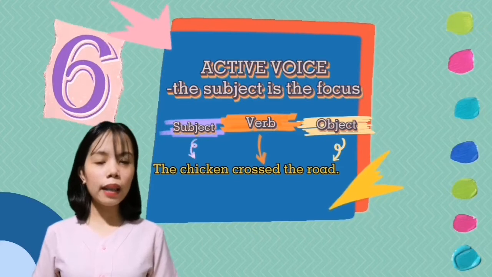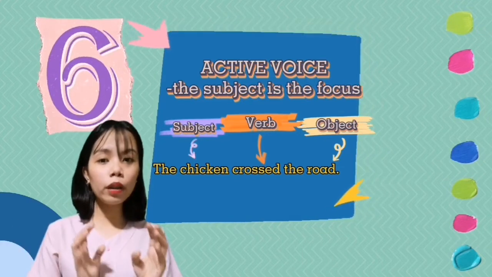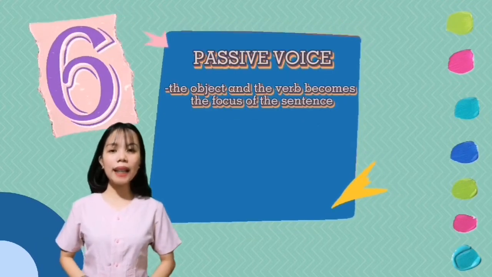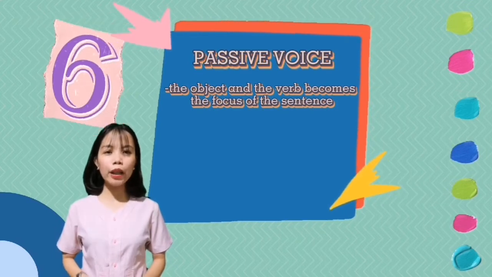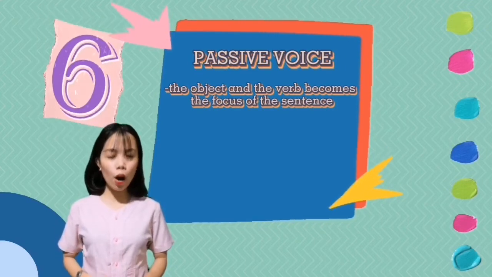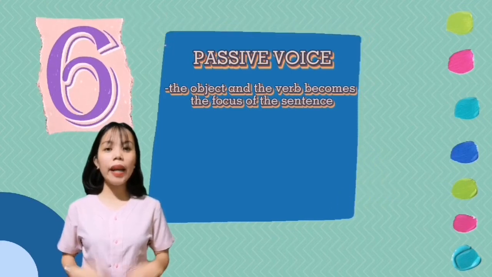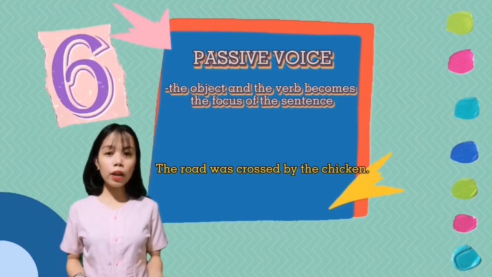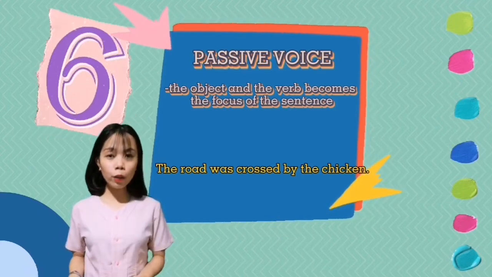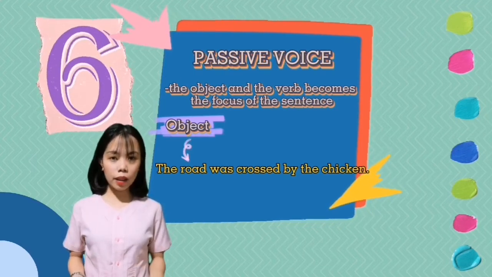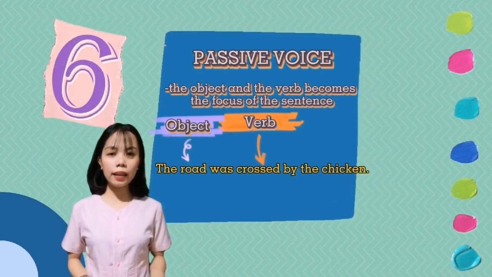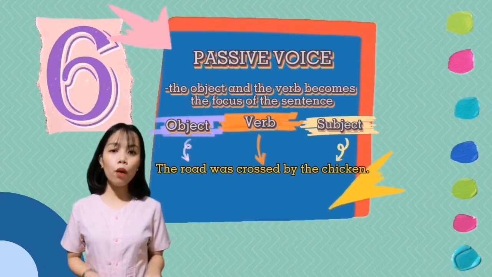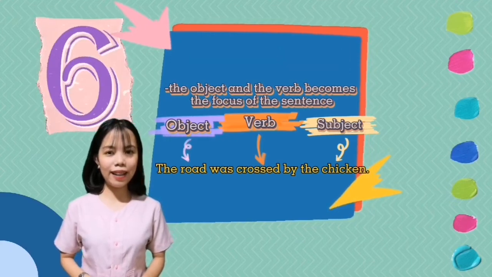In active voice, the subject comes first before the verb and the object. While passive voice is a sentence structure in which the object and the verb become the focus of the sentence and not the subject. It is the opposite of the active voice. Example, the road was crossed by the chicken. The road is the object, crossed is the verb, and the chicken is the subject. Here in passive voice, the object comes first before the verb and the subject.